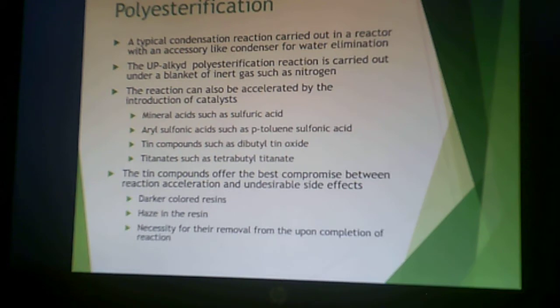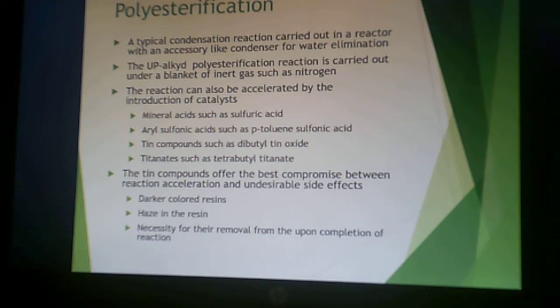Mineral acids like sulfuric acid, aryl sulfonic acid, so para-toluene sulfonic acid, dibutyl tin oxide, and other titanates, so tetrabutyl titanate is another one that can be used. Tin compounds offer the best compromise between reaction acceleration and undesirable side effects. And the undesirable side effects can be the darker colored resin that can be found with para-toluene sulfonic acid or sulfuric acid. You can also get haze in the resin.